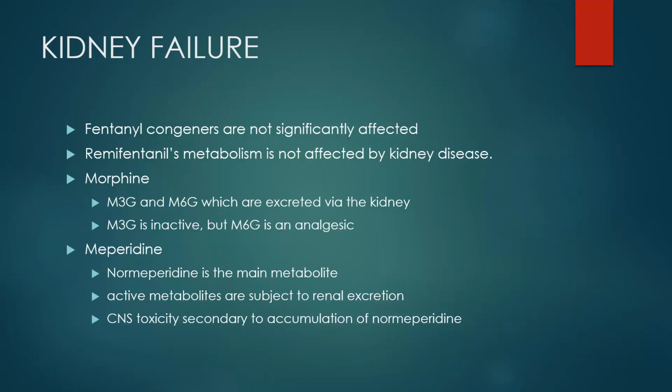The clinical pharmacology of meperidine is also significantly affected by renal failure. Now, as you remember, normeperidine is the main metabolite of meperidine, and it has analgesic as well as excitatory CNS effects that can range from anxiety to myoclonus to even frank seizures. Because normeperidine is subject to renal excretion, CNS toxicity secondary to its accumulation is especially a concern in renal failure patients. So don't use it in renal failure.